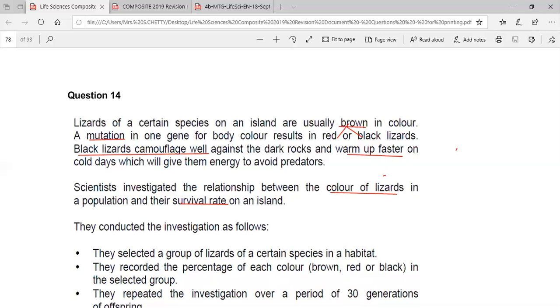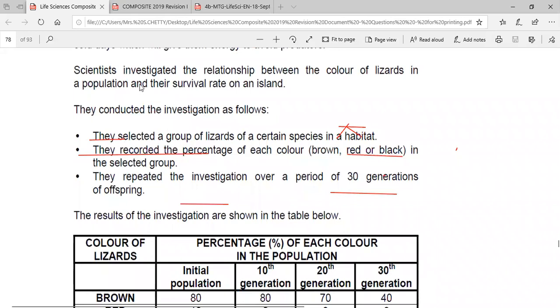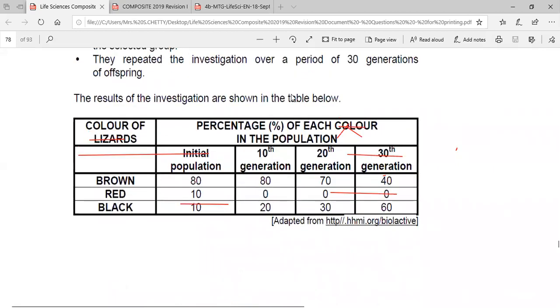They repeated the investigation over a period of 30 generations. That is a whole lot of reliability there, isn't that so? 30 generations of offspring, repeated and repeated over a long period of time. The results of the investigation are shown below.